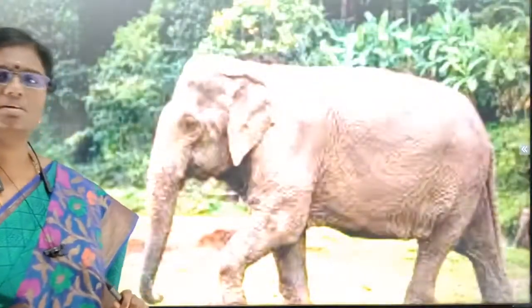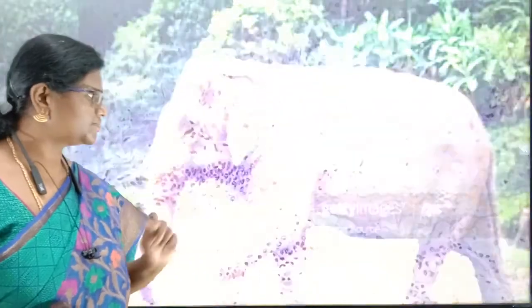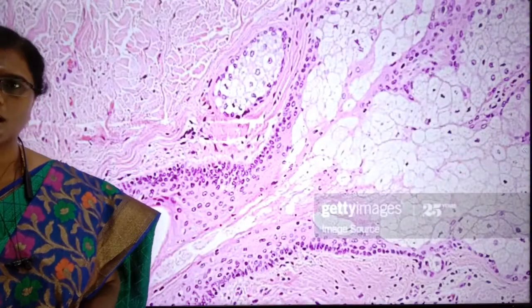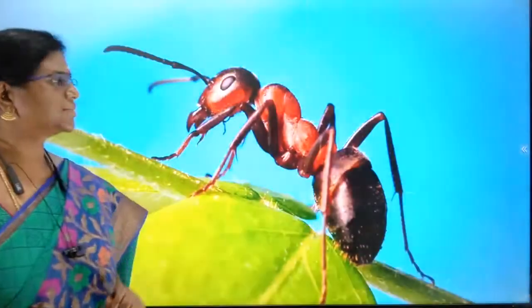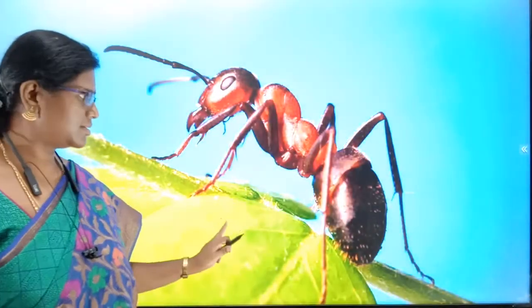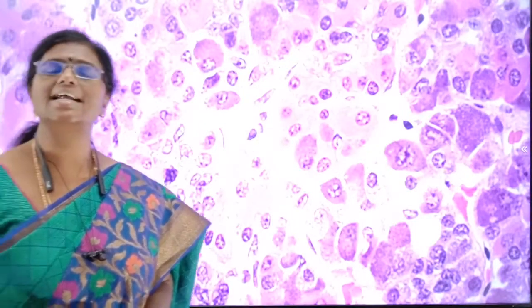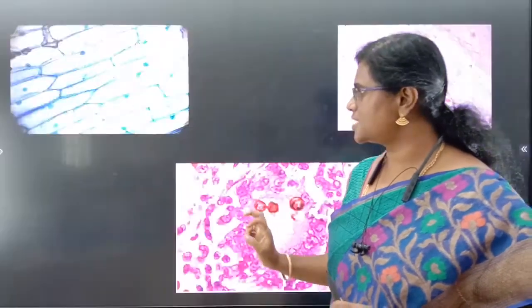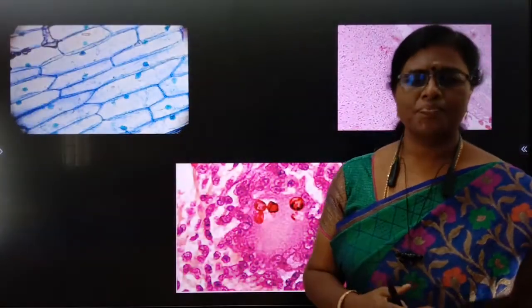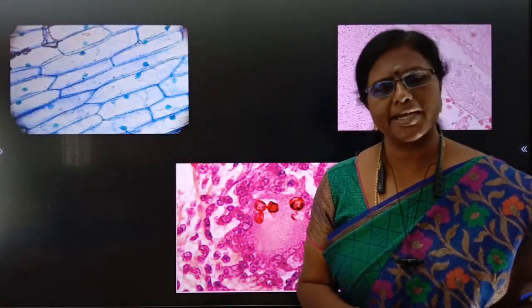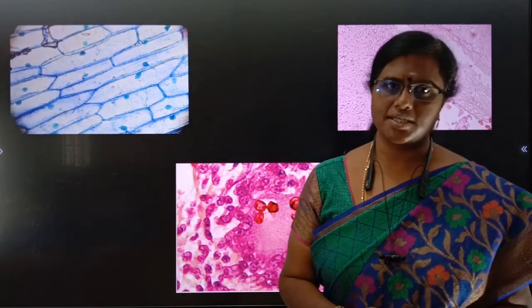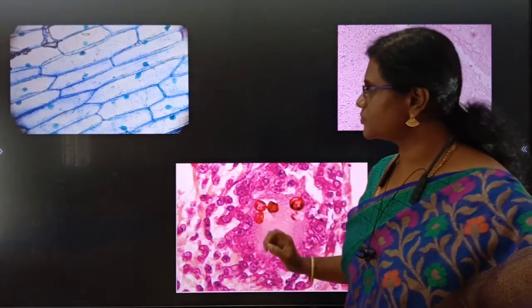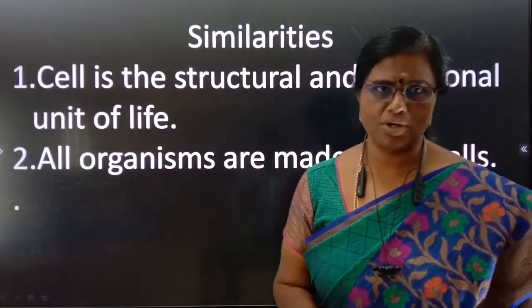The next picture, elephant. These are the cells of elephant. Next is ant. These are the cells of ant. Correct? Now, what are the similarities among these pictures? So, I have taken all the pictures here. Can you find out the similarities among these pictures? I think you would have found out.